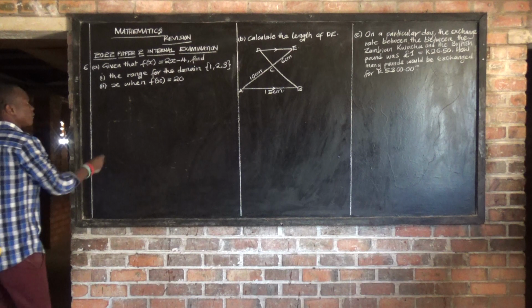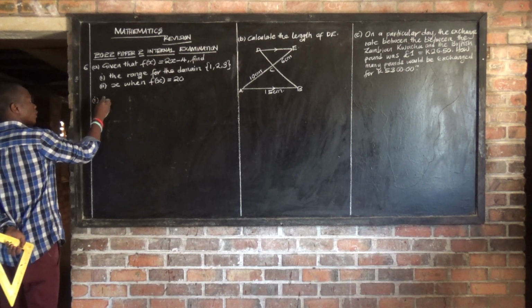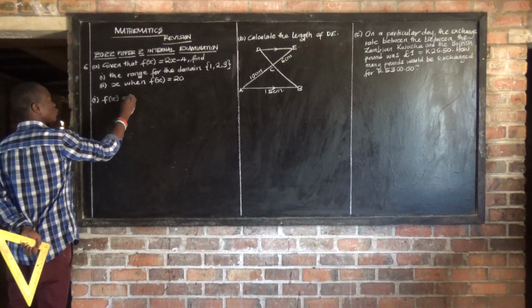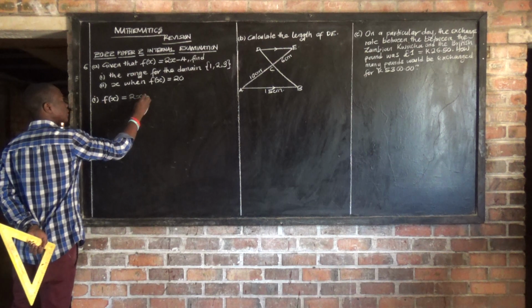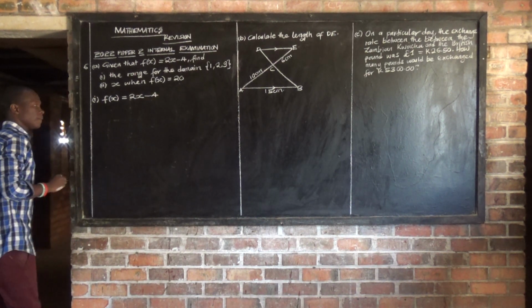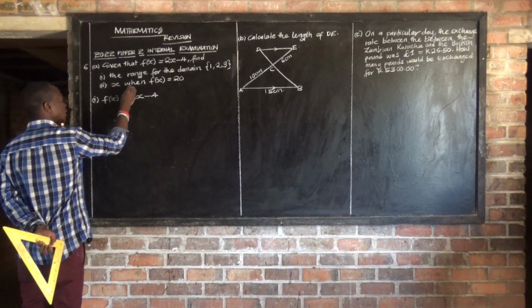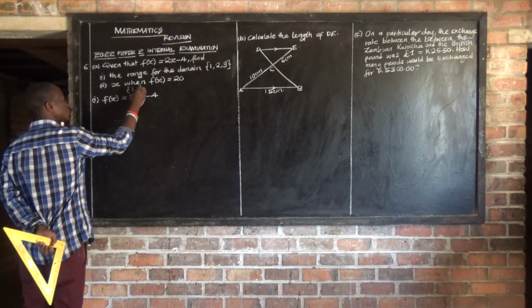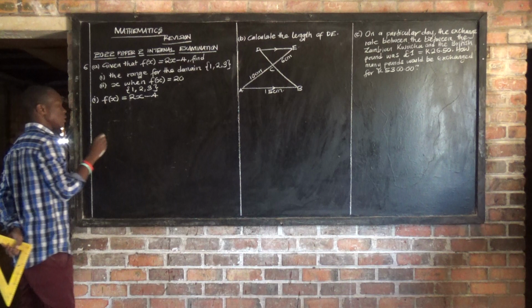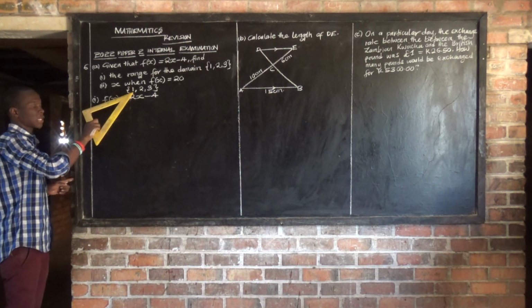So now let's start by looking at Roman numeral 1, where they are saying f of x is equal to 2x minus 4. Are we together? Now we have this set. The set is 1, 2, and 3. In the first place, let x be 1.